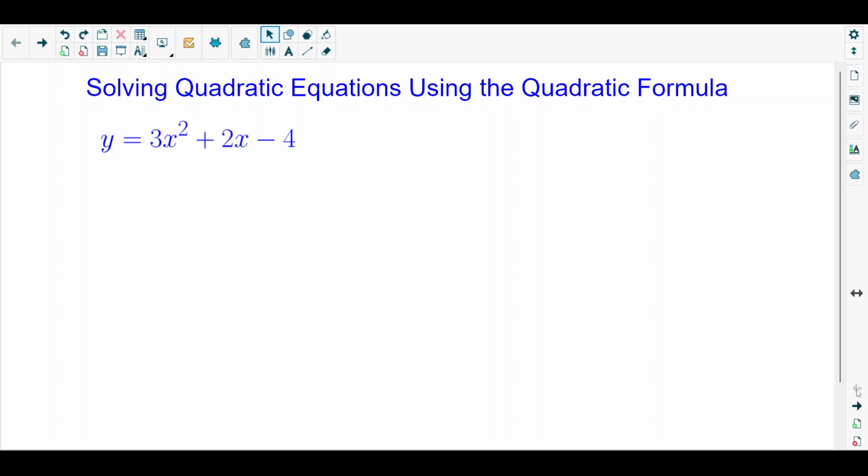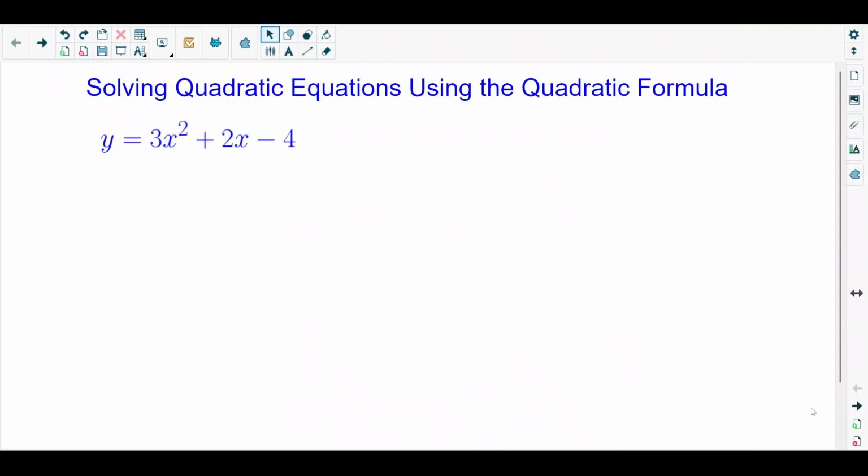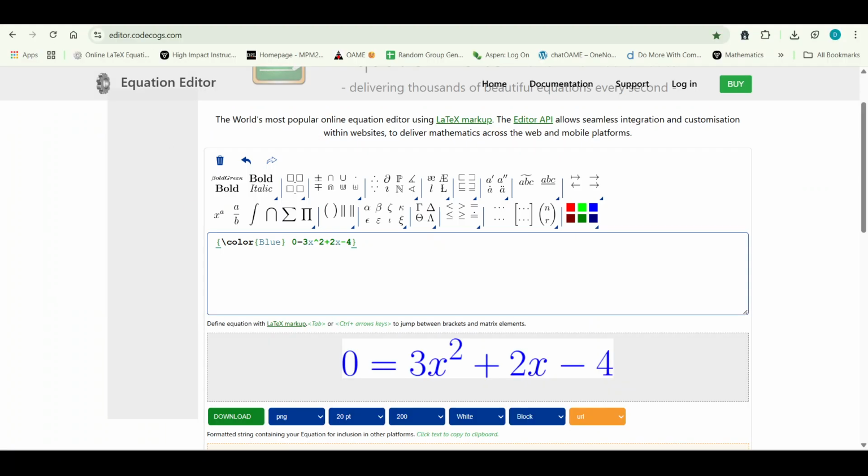If we want to find the zeros or the x-intercepts of this, really what we're trying to do is to solve this equation right here. We're trying to solve the equation 0 equals 3x squared plus 2x minus 4. So we were trying to find the zeros. Graphically, we could graph this equation and find out where the zeros are. So let's just have a quick look at that.